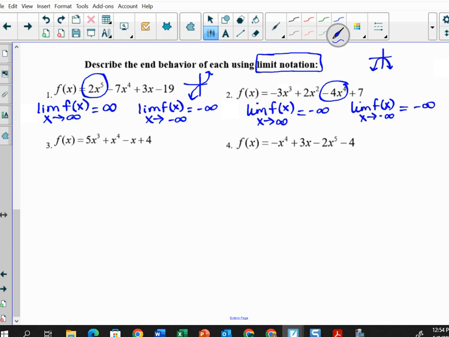Well, are both ends going down? Yes. Then there you go. All right, you guys try 3 and 4. Write the notation, the limit notation here.